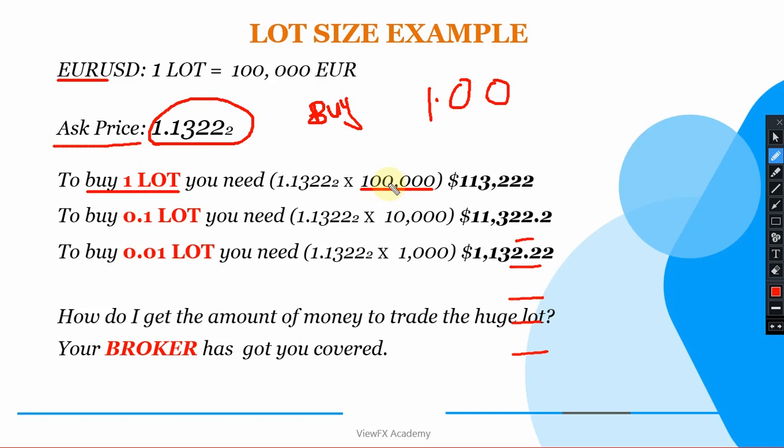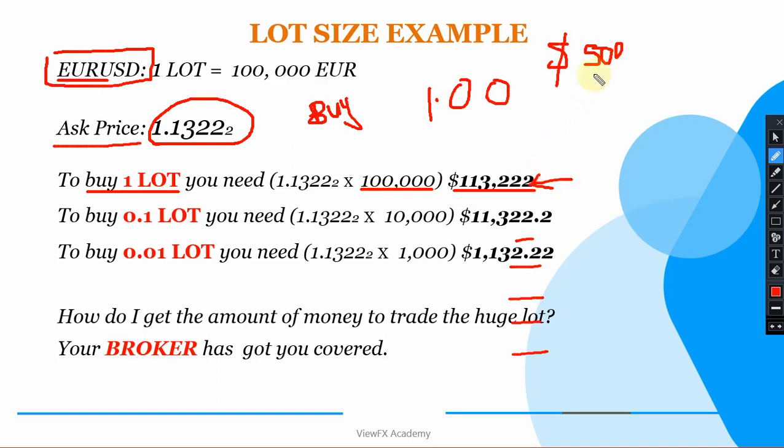I don't know if you get this. Let's start again. One lot is 100,000 units of euro, and you come into your trading app, you see that euro USD is at this price and you want to buy. When you place a buy using a standard lot, this is how much you're using at that particular time. Despite having a $500 account, this is what is actually going on. This is what you're using to enter into the market.